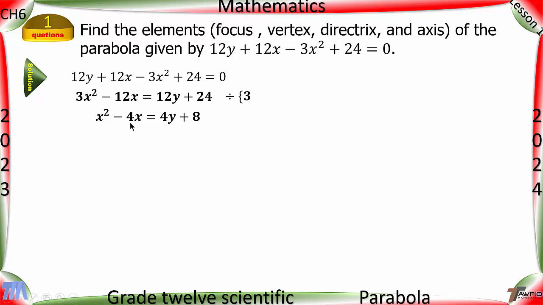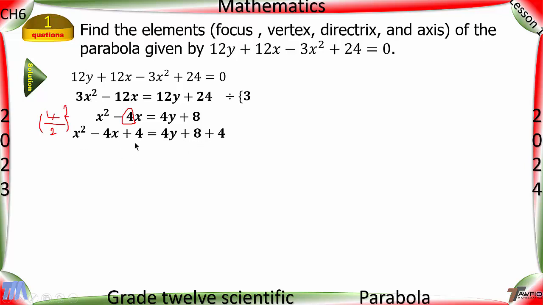And now take the coefficient of x, which is 4, and divide this one, 4, by 2, and square it. So 4 divided by 2 is 2. 2 squared is 4. So add 4 to both sides of the equation. It becomes x squared minus 4x plus 4 is equal 4y plus 8 plus 4.